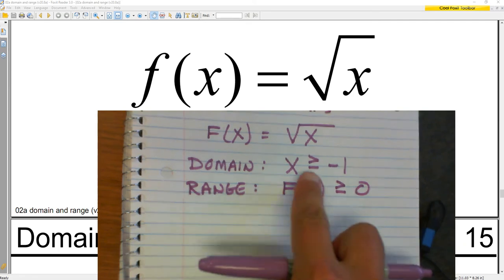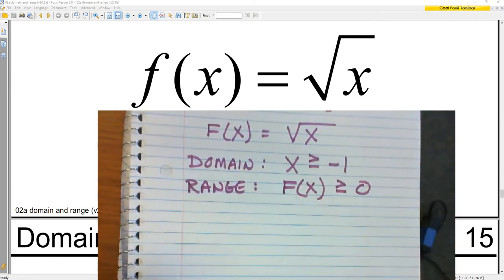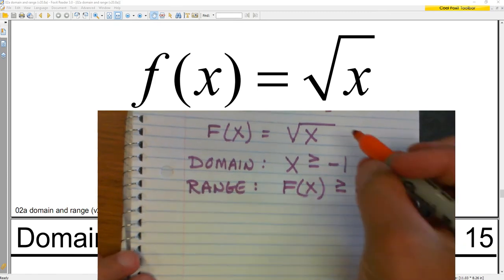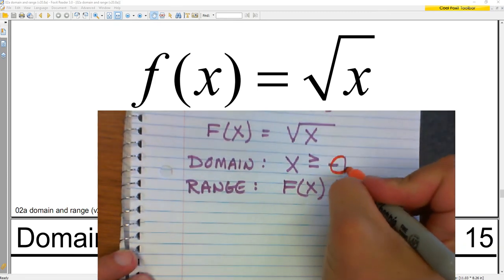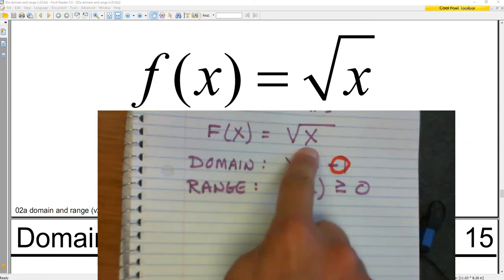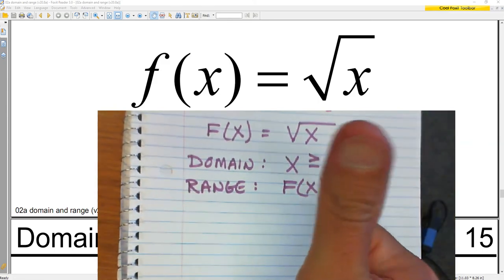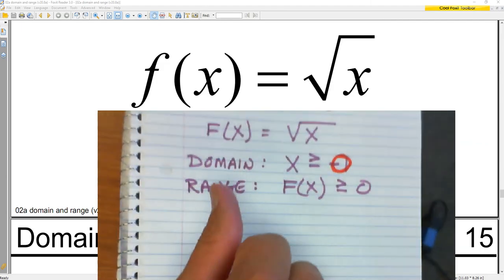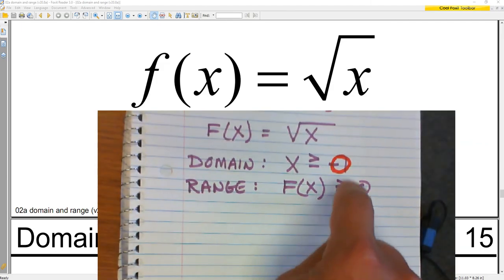You know what? This is wrong. Should be greater than or equal to 0. I messed that up, didn't I? I'm glad I caught it before this got finished. Greater than or equal to 0. So I can put in 0 and up. There's an up, thumbs up. And out comes 0 and up.